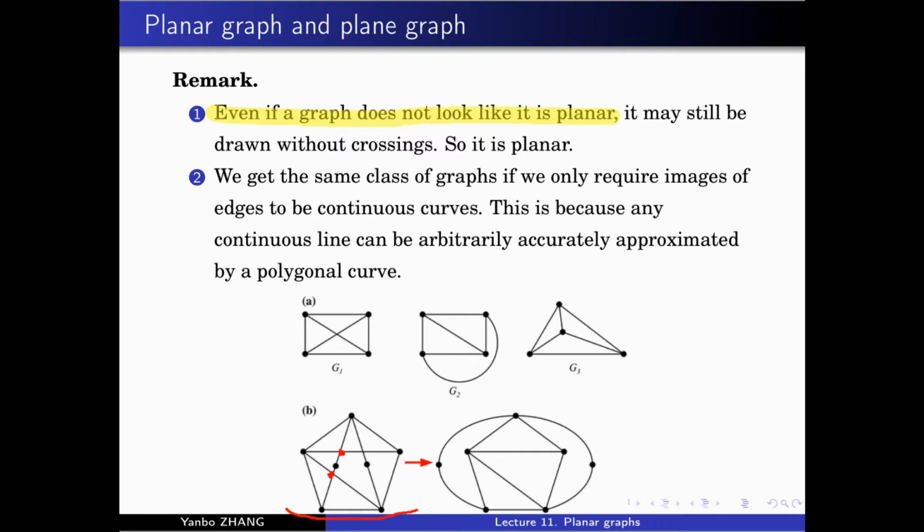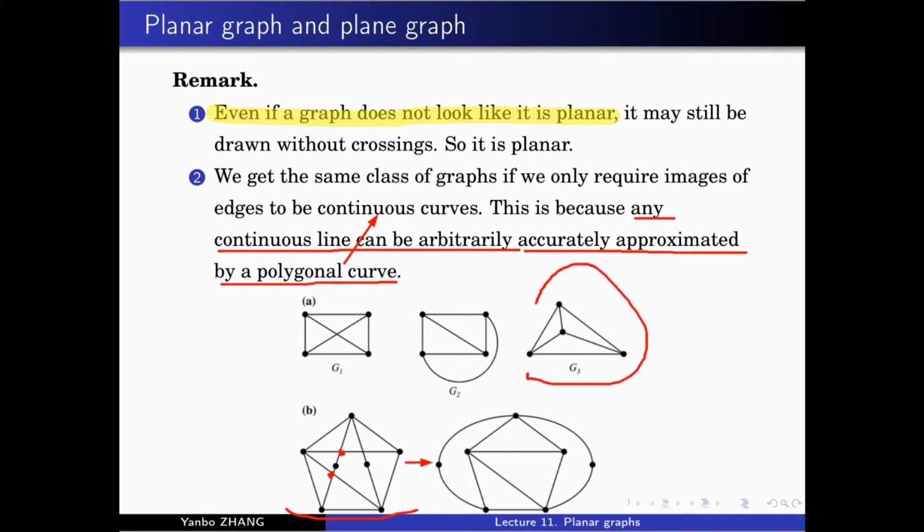The second remark is, we get the same class of graphs if we only require images of edges to be continuous curves. Polygonal curves can be replaced by continuous curves. This is because any continuous line can be arbitrarily accurately approximated by a polygonal curve.